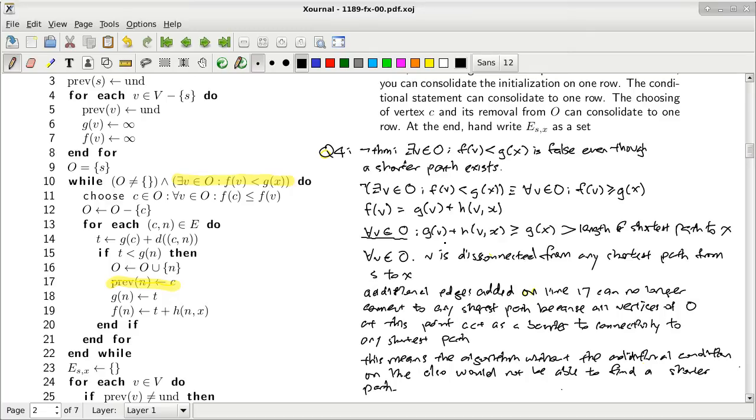Once again, I just want to make it clear that the universal quantifier plays a very important part in this particular proof by contradiction, because if it were not for the for all quantifier, it would be easy to find examples where at least one vertex in O has an f value that is greater than or equal to g of x, or g of the destination at the time.